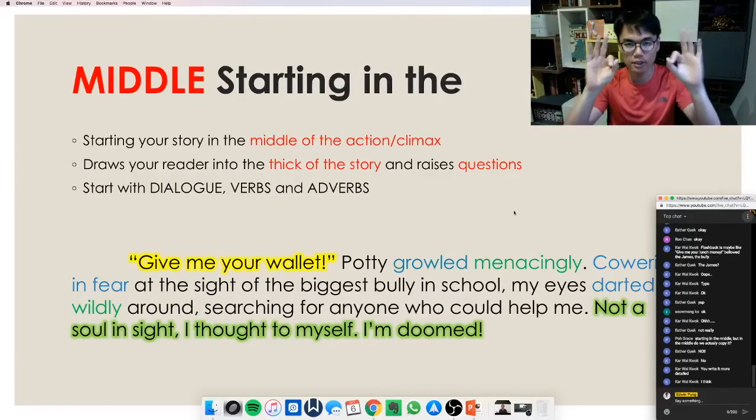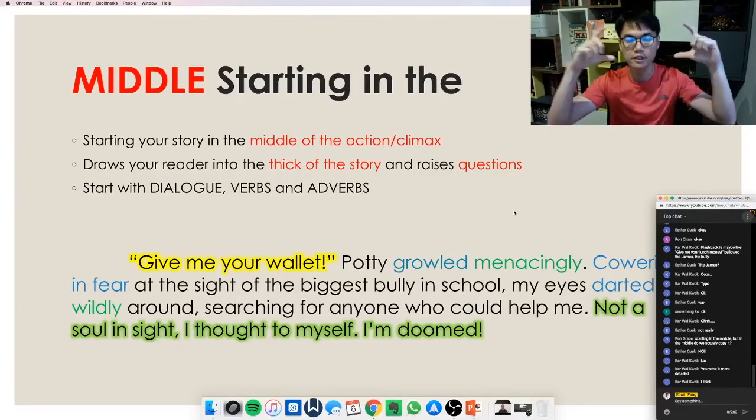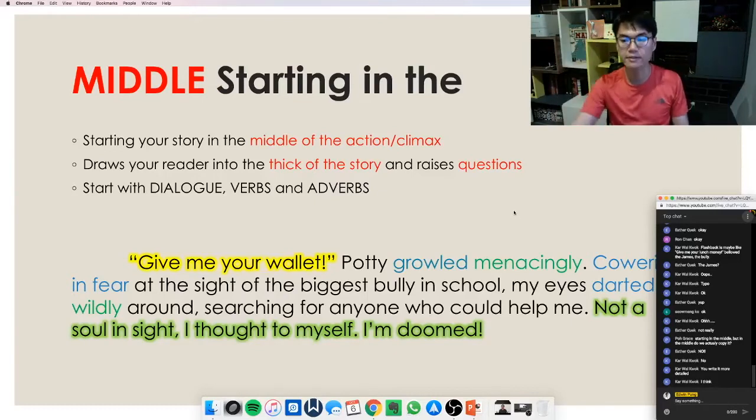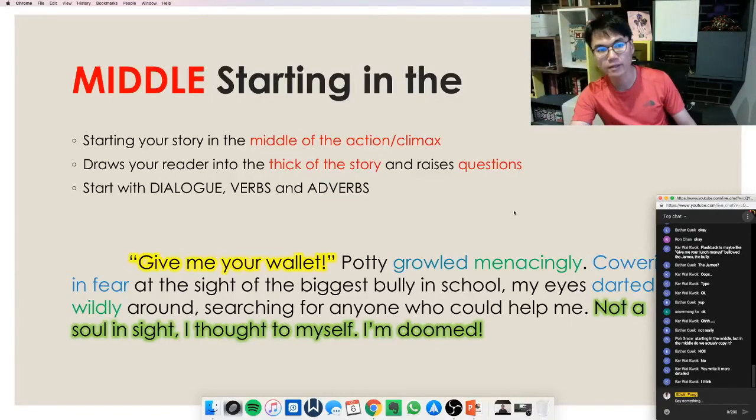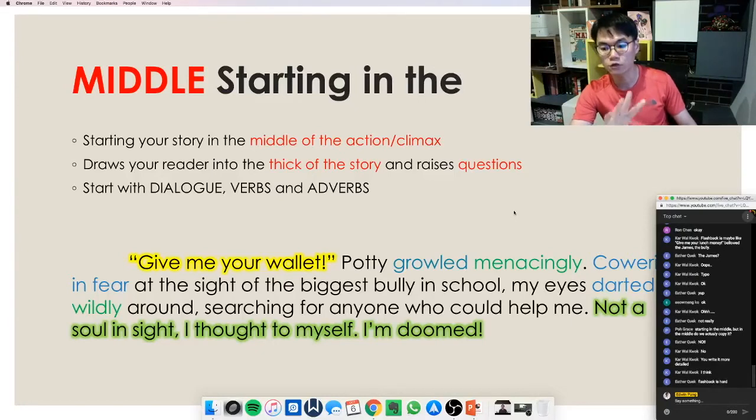Strategy number 3, the last strategy in the section on creating suspense, and it's the notorious flashback, right? Martin was asking about it earlier. I'm now going to show you the difference between a flashback and starting in the middle. It's a common mistake that many students make because we taught these two very close together. So some of you got confused, okay?